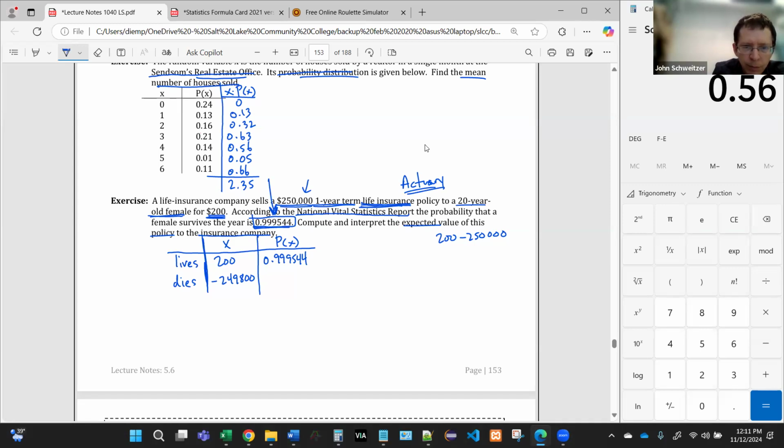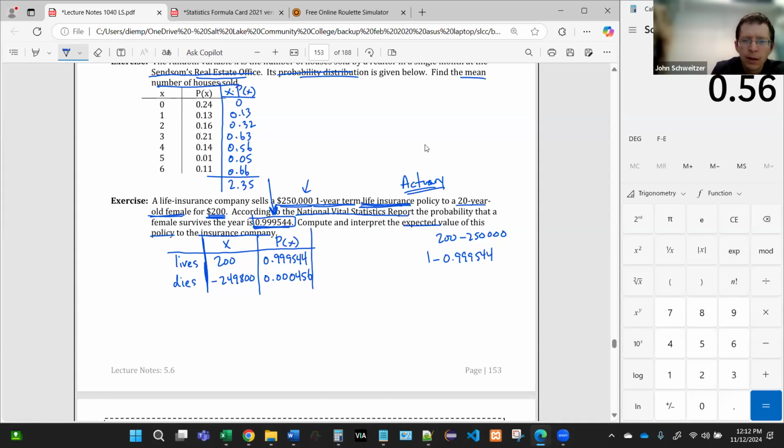Okay, so now what's the probability of dying? Well, living and dying are complementary events. So the probability of dying is going to be 1 minus the probability of living. Since the probability of living is so high, the probability of dying for a 20-year-old female in the next 12 months is very small. So what is that? Maybe 4 in 10,000 end up dying in 12 months. So that's pretty good news.